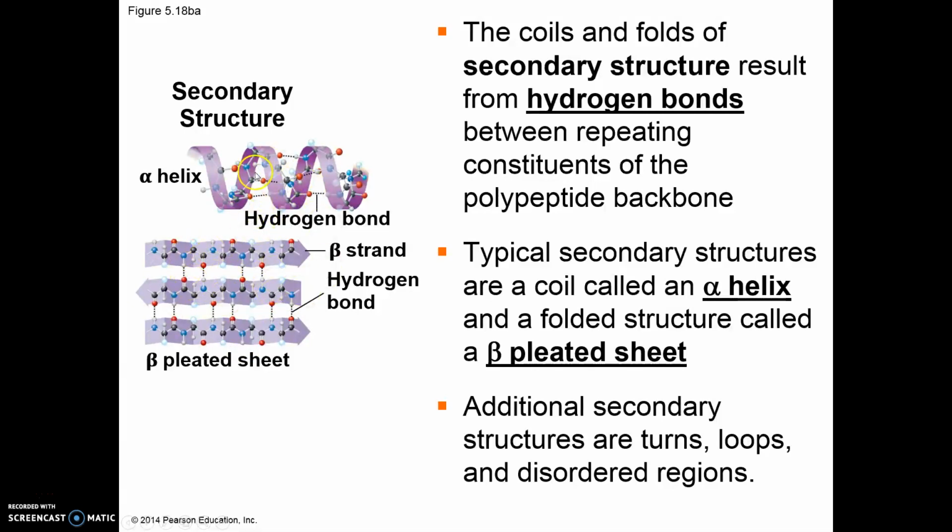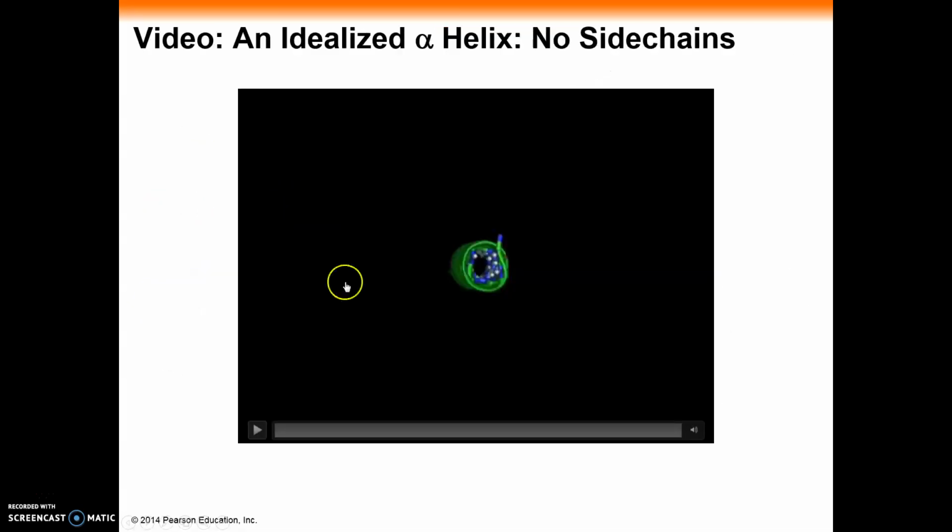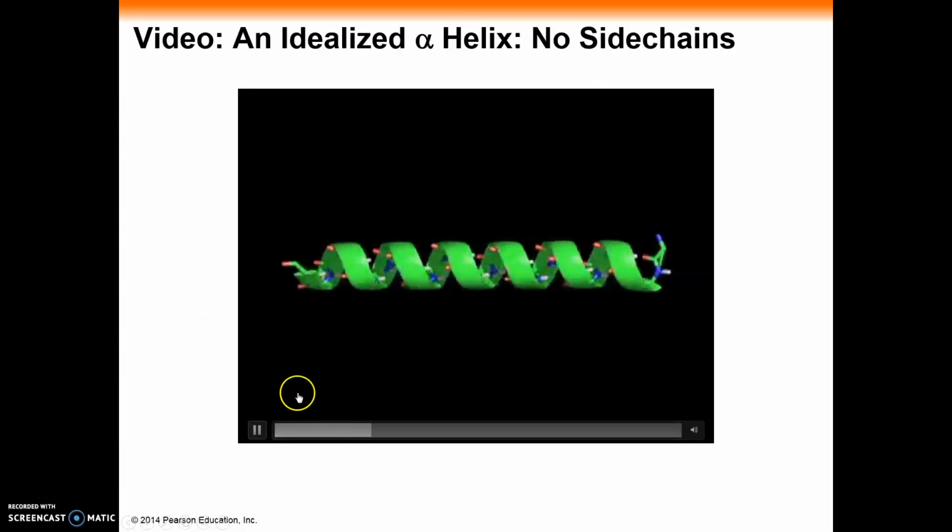So these structures are independent of the R groups, or the side chains that exist in the amino acids. Now, there are additional structures that fall into the secondary range, things such as turns, loops, and disordered regions. We'll talk about that here in a second. Let's zoom in here on an alpha helix and take a look at it. We'll rotate it around.